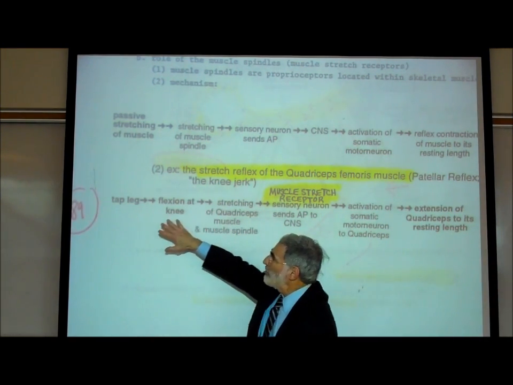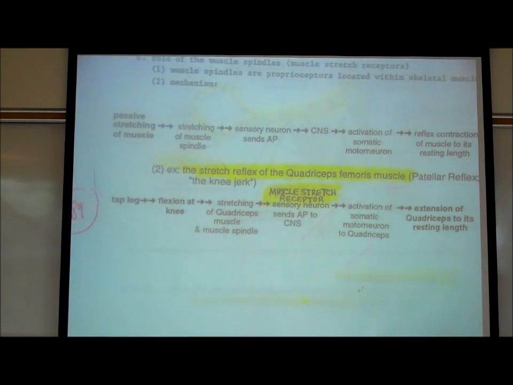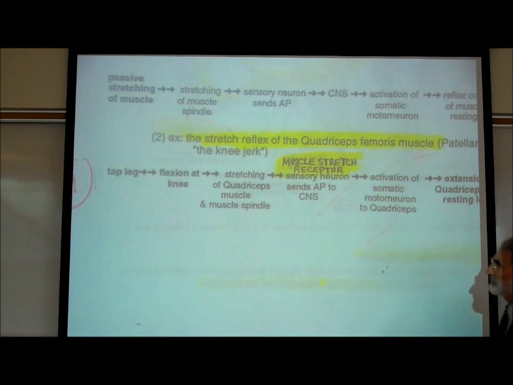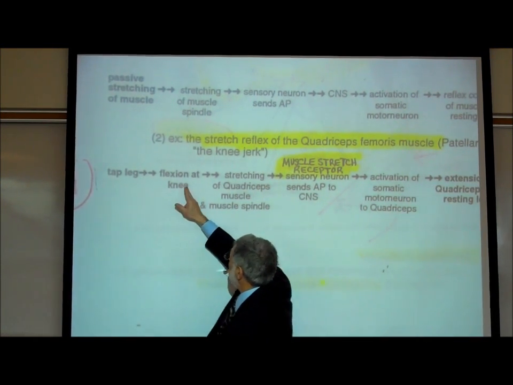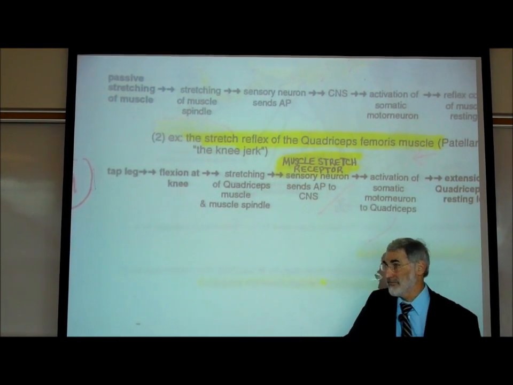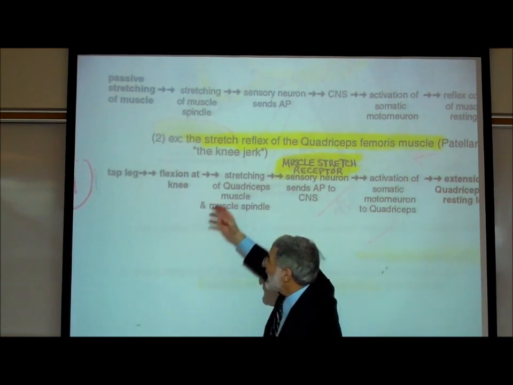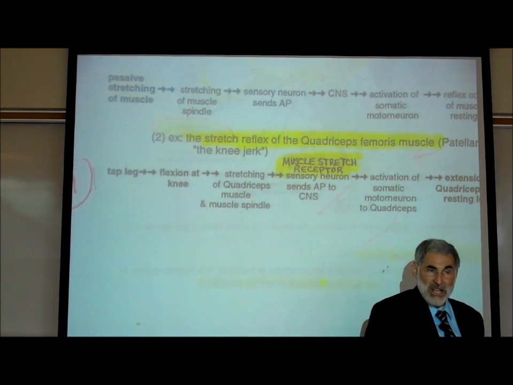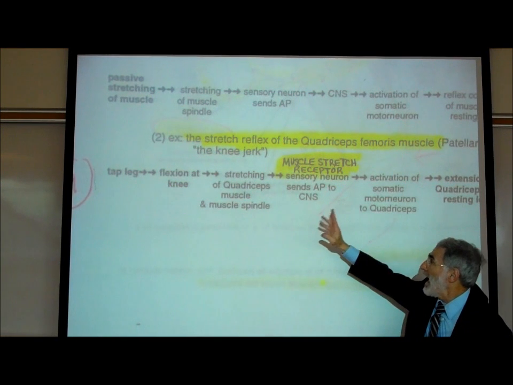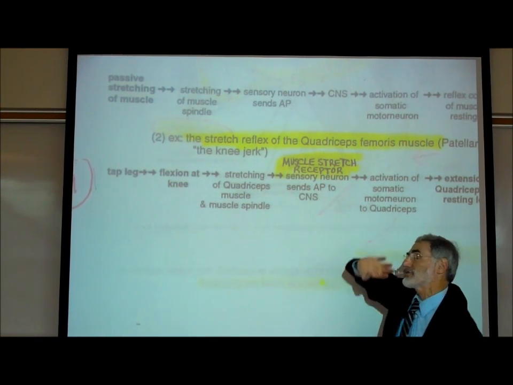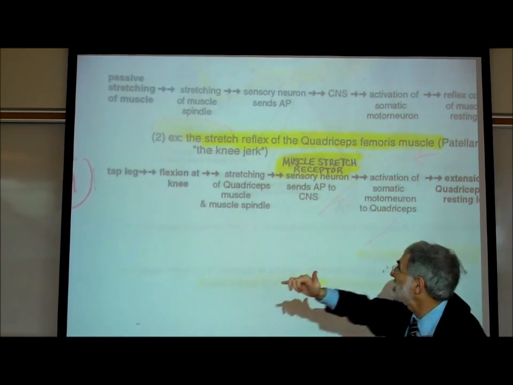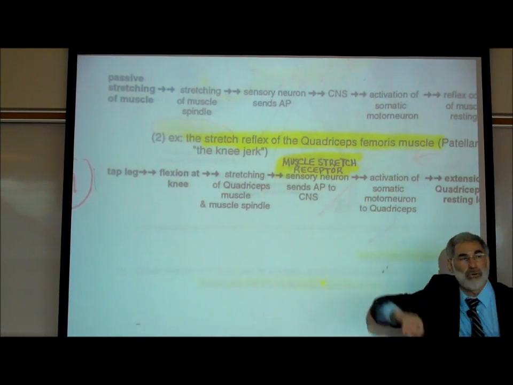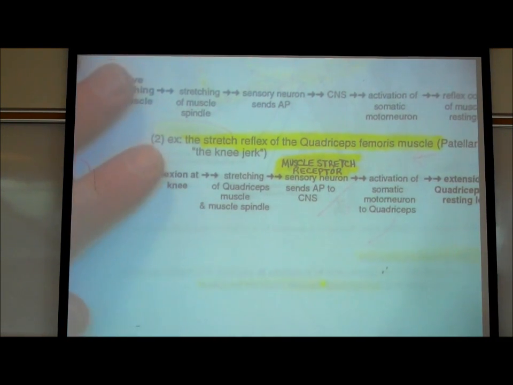So all that we're doing when we tap the lower leg is we are mimicking the action of gravity. And we are simply seeing if this anti-gravity reflex is working. So we tap the leg, causing flexion at the knee, flexion of the lower leg. That stretches that quadriceps muscle and activates the muscle stretch receptor to send a signal to our spinal cord, to the central nervous system.